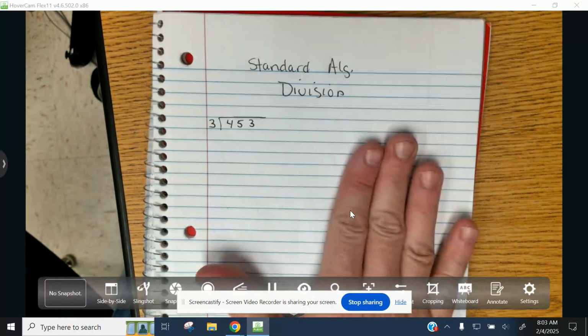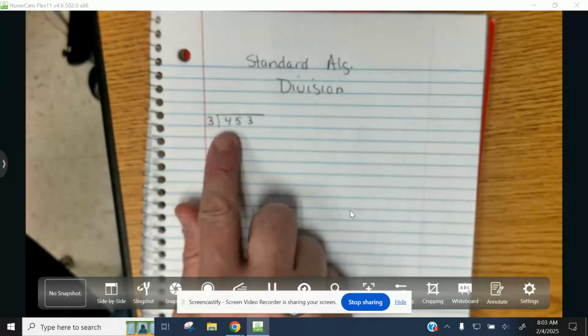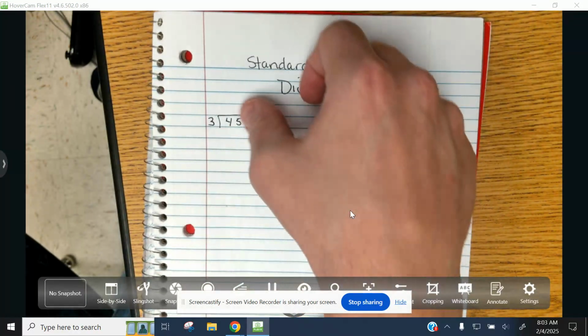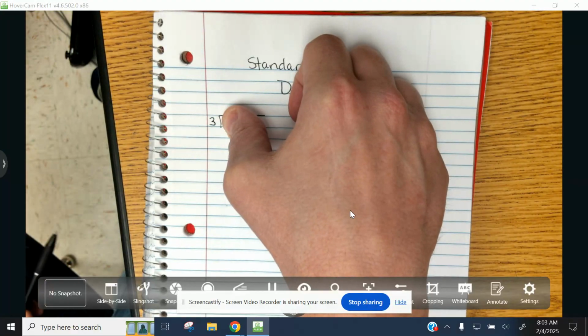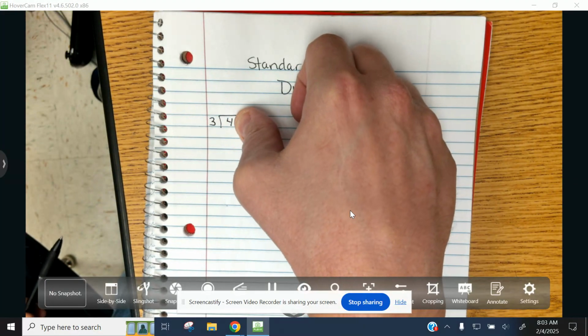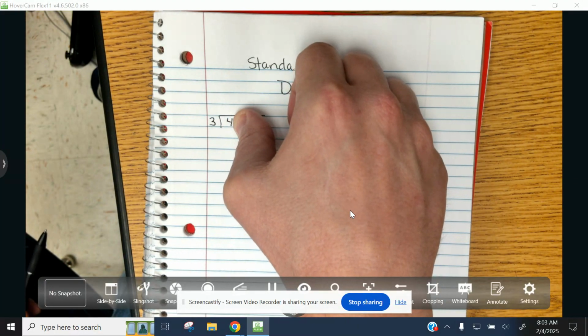You don't need a help box. You don't need anything like that. What you're going to do is you're just going to use this. So you're going to cover up your digits in the dividend. Okay. And you're going to look at your divisor, 3, and you're going to go one by one. And you're going to look at it. And you're going to go, can 3 go into 4? So that's how you're going to look at this.